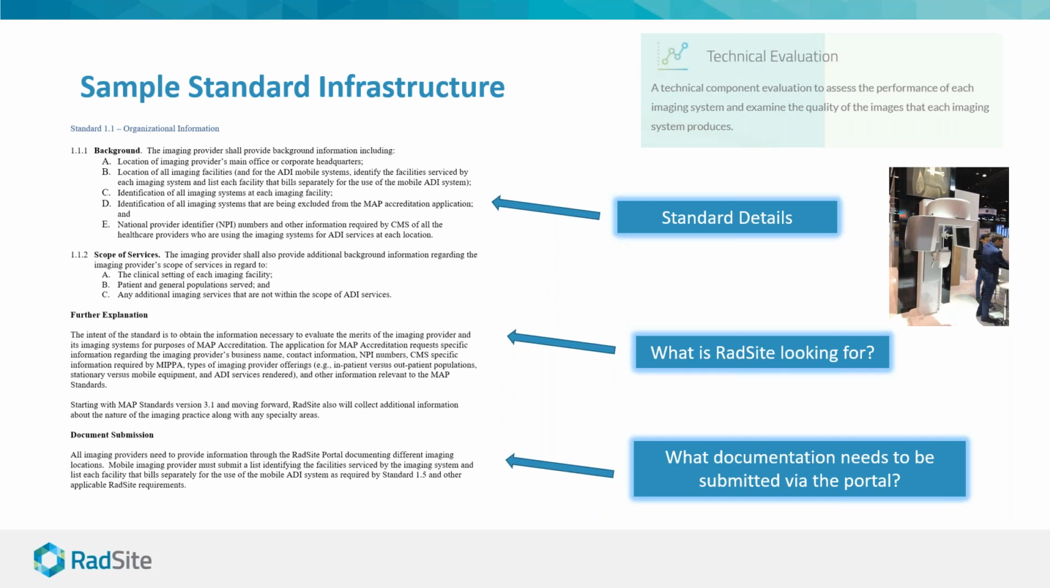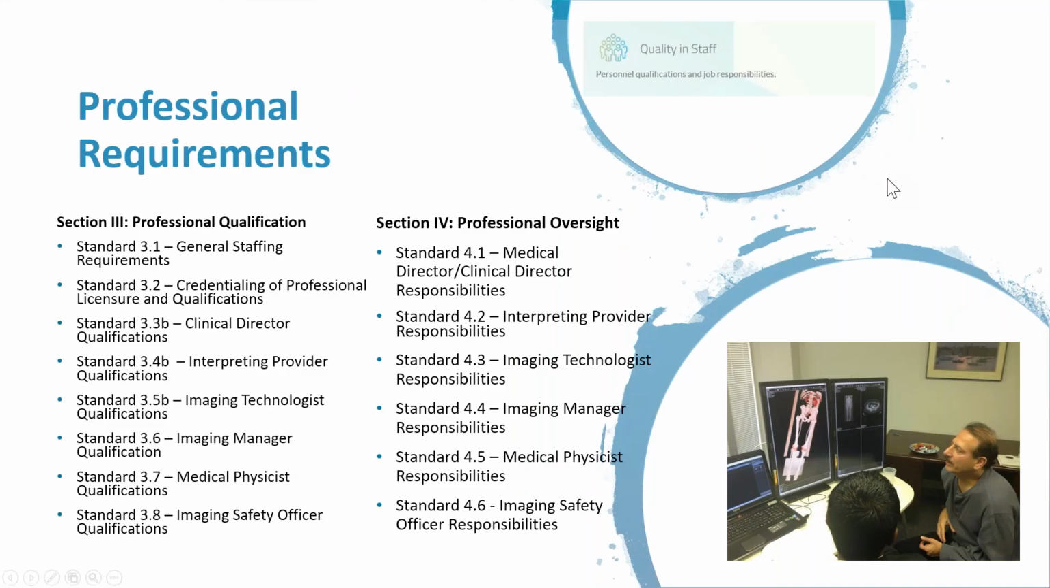And so this is generally the approach the standard takes. Next up, I will talk about professional requirements. So here we've got one section, section 3, which is professional requirements, and then section 4, which is professional oversight.